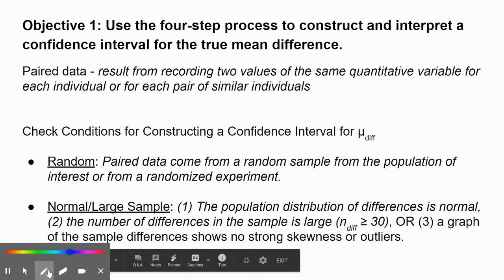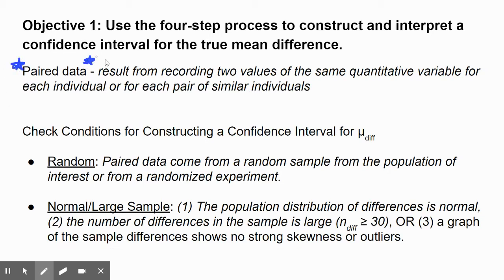All right, so the biggest thing here is this idea of paired data. What paired data means is it's a result from recording two values of the same quantitative variable for each individual or for each pair of similar individuals. So this is where in an experiment, you let each person be in the treatment group and you let them be in the control or placebo group, and then you compare the results. Or you could have a pair of similar individuals. So you could have a husband and wife pair, and you could get the husband's opinion, you can get the wife's opinion, and then compare them directly.